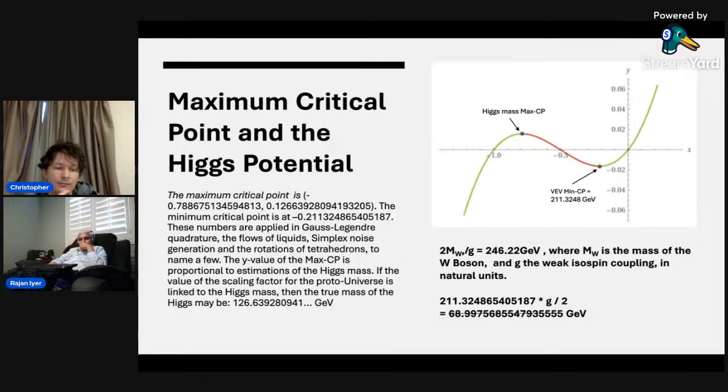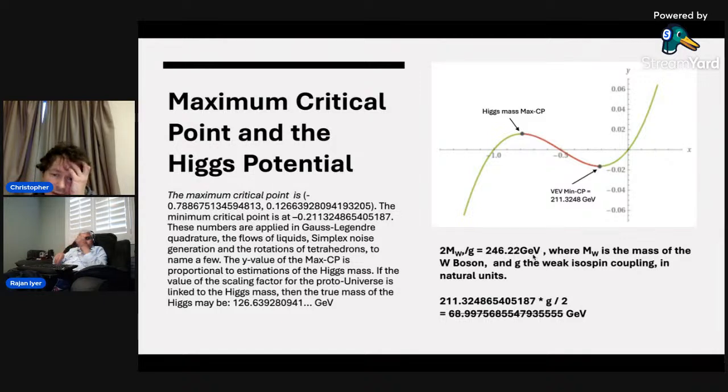So the y value of the maximum critical point is proportional to the Higgs mass, as we mentioned before. And if this is then the potential, then we'd imagine that the vacuum expectation lies within the trough of this curve. But we find that that point, the minimum critical point, would only equal 211.3248 GeV. And the actual vacuum expectation value is a little higher than that at 246.22 GeV.